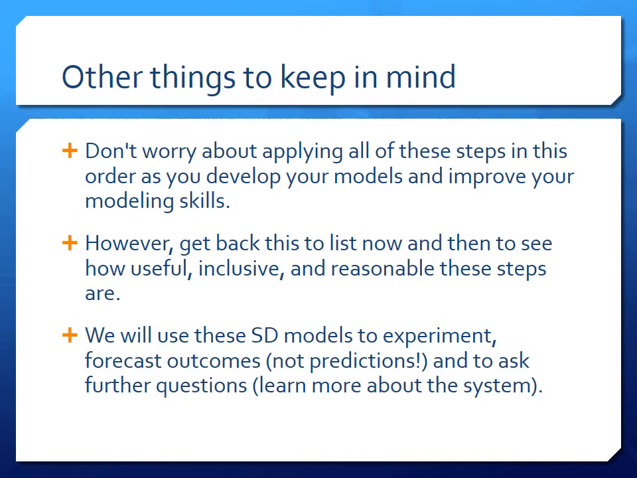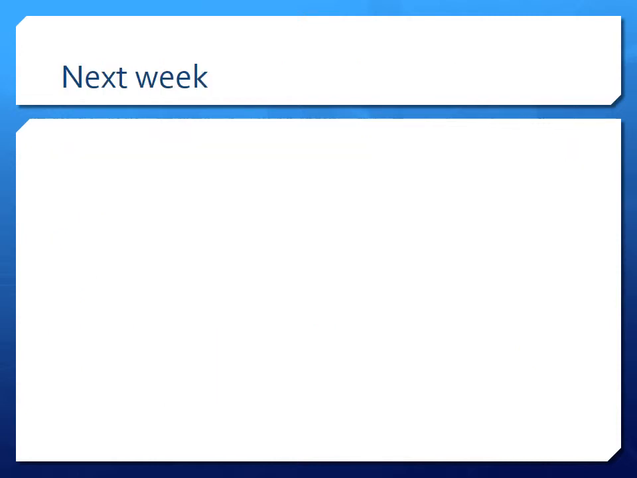Now, in this class, we're going to be using system dynamics models and approach to experiment and to forecast outcomes. I'll go back to the issue of not making predictions. So this is really not about predicting anything into the future. It's more about asking further questions, trying to pose scenarios, and seeing where the outcome would lead if that were the scenario. Okay, this overall allows you to learn more about the system.